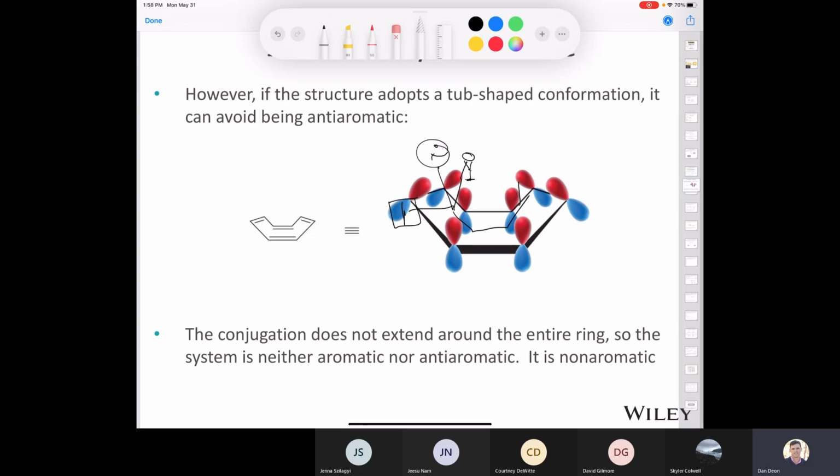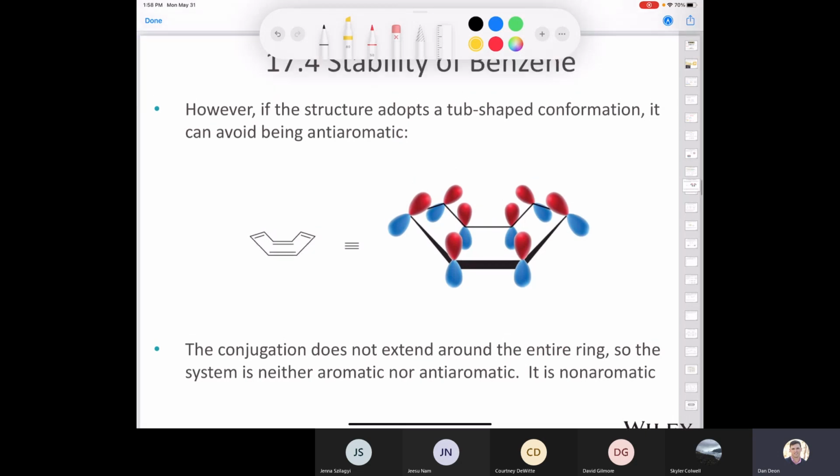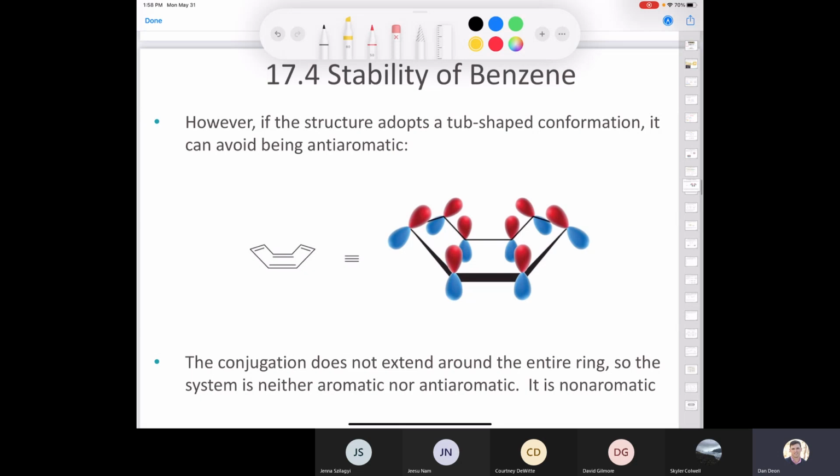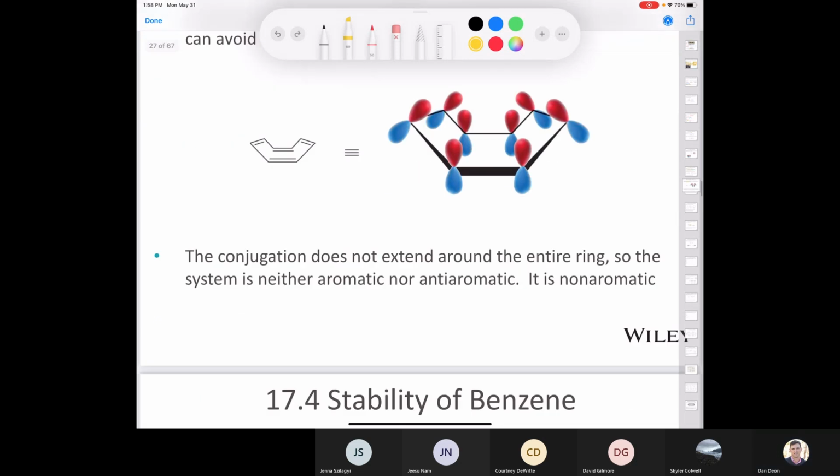So it adopts this tub shape, and what that does is the same thing: it prevents the continuous overlap of the p orbitals. It breaks up the overlap, okay? And so since the conjugation doesn't really extend around the entire ring, it's not anti-aromatic, it's non-aromatic. Remember, a molecule will do anything it can to avoid being anti-aromatic.